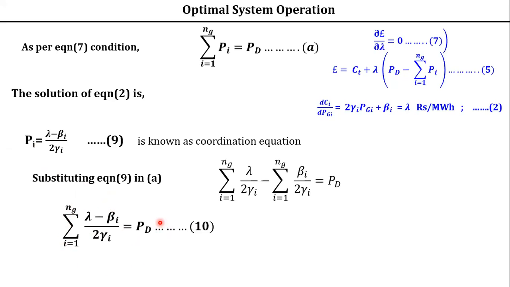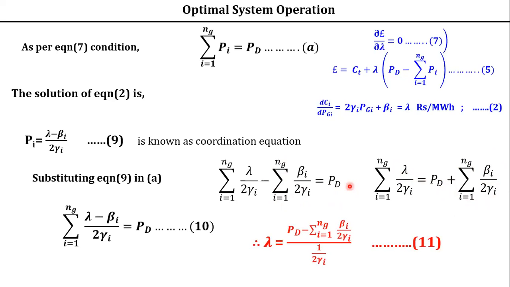Now from this one, I am simplifying and segregating the terms. Lambda by 2 gamma I, I'm separating it, minus beta I by 2 gamma I, that term I'm separating. I'm rewriting the equation, is equal to PD. Now further, I'm taking this term onto the RHS side. Because lambda is your incremental fuel cost, there is no suffix I here, so it is a constant, isn't it? So I am taking that lambda value outside. Therefore, lambda is equal to the whole term divided by this term without lambda. Understood? Hope you understood this one.